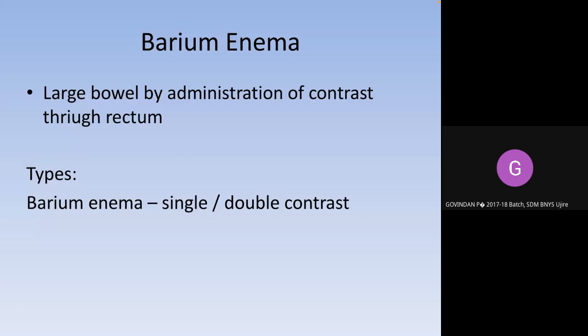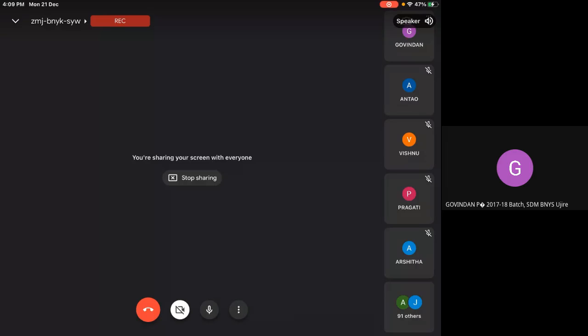Lastly, we come to contrast studies. We come to barium enema. How do you administer an enema? Through the rectum. Have you seen any other enema other than barium enema? Yes, sir. Which others have you seen? Soap water enema you have seen. For constipation, we give soap water enema. Then there is something called a suppository. What is a suppository?